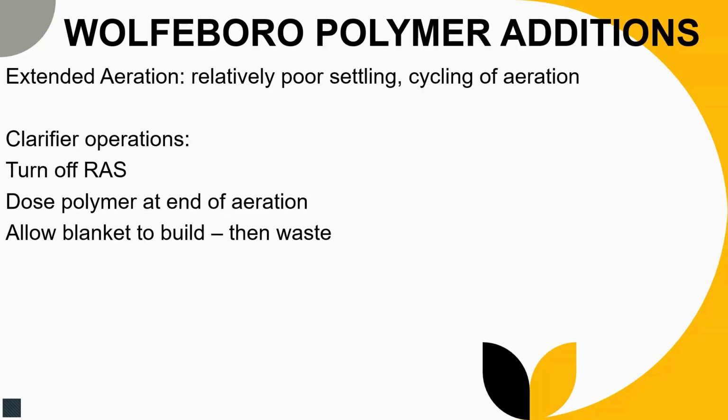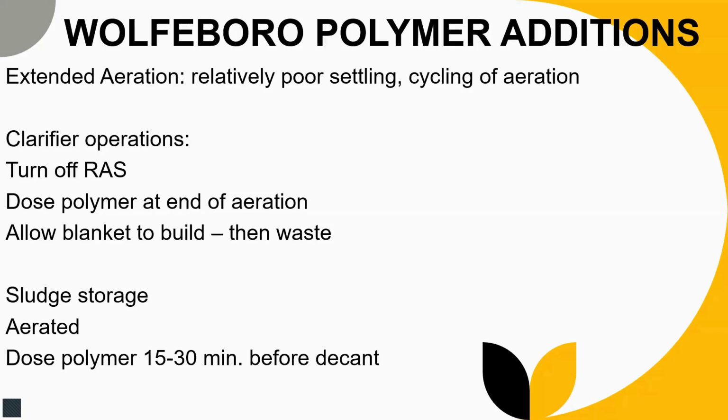And they do that. They waste on a manual operation. And then in the sludge storage, they aerate it, and then they add the same polymer about 15 to 30 minutes before decant, give it plenty of time to mix. And then they are able to decant very, very rapidly. A lot of you probably decant after 5 hours after the air is off. They're doing it within 30, 40, 50 minutes maybe.